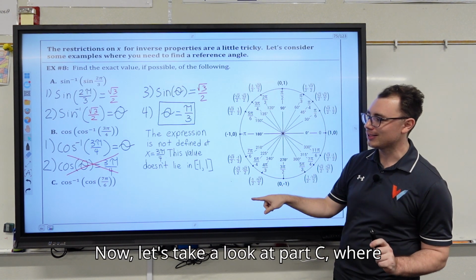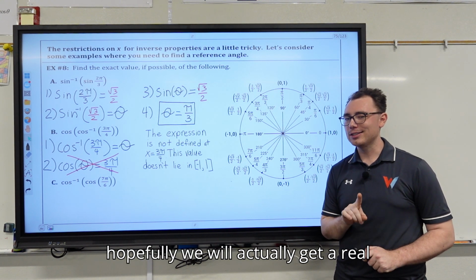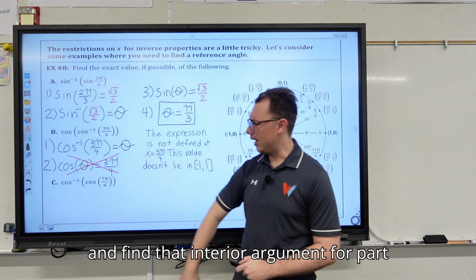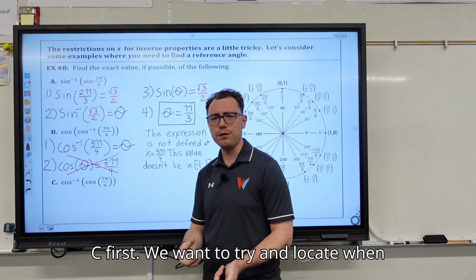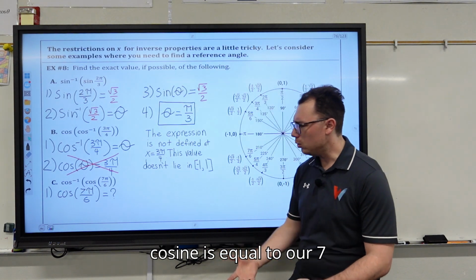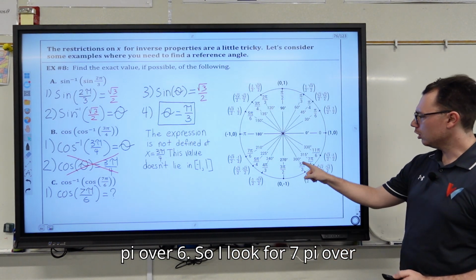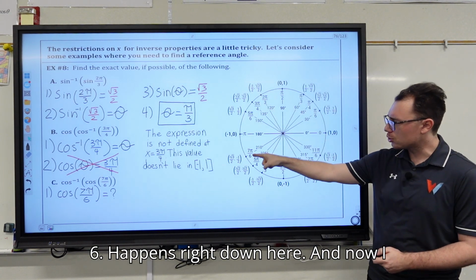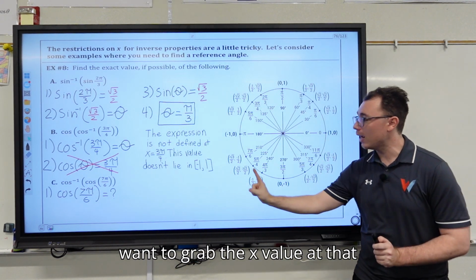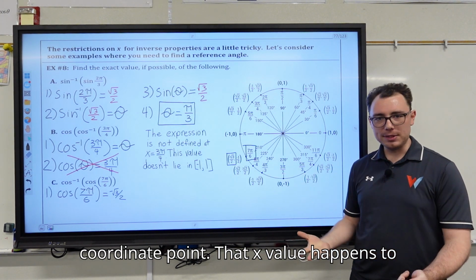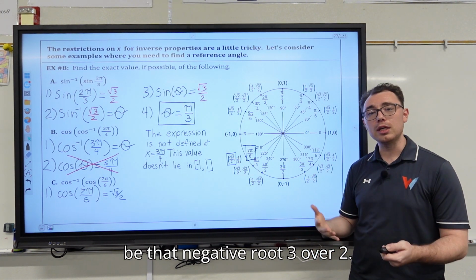Now, let's take a look at part C, where hopefully we will actually get a real answer. For part C, we still want to try and find that interior argument first. We want to locate when cosine is equal to our 7 pi over 6. So I look for 7 pi over 6, happens right down here. And now I want to grab the x value at that coordinate point. That x value happens to be that negative √3 over 2.